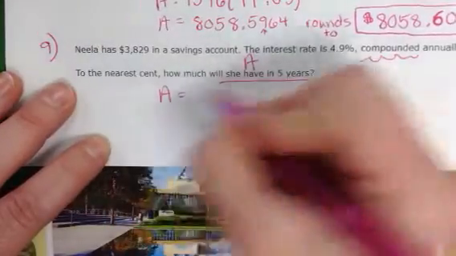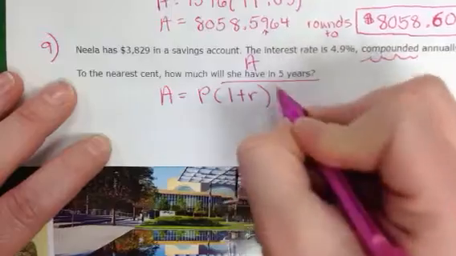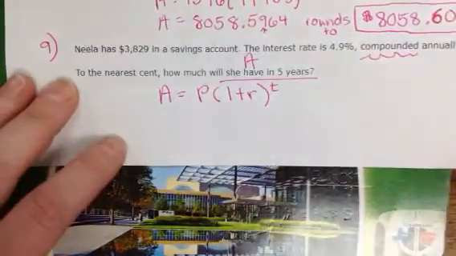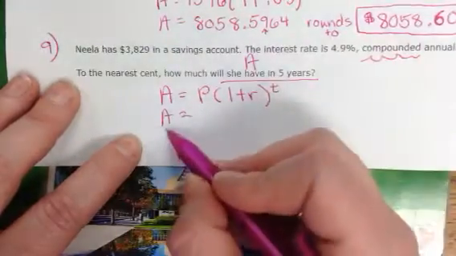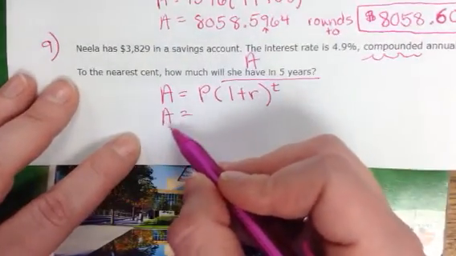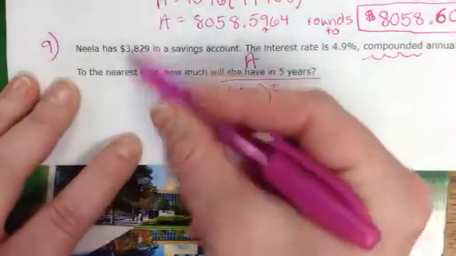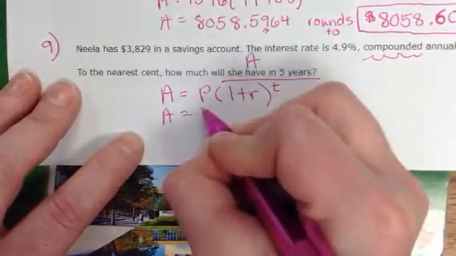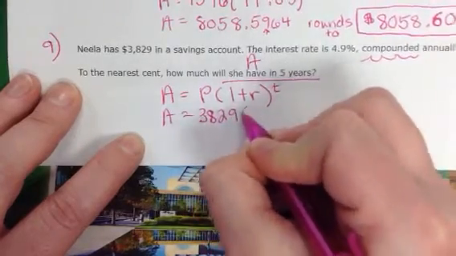Since they said compound, A equals principal times (1 plus the rate) to the t power. I'm going to go look for things I can put in. They're asking for the ending amount, so I don't have A. I will not have to do an extra step on this one. Principal, her starting amount. Bring down the formula.